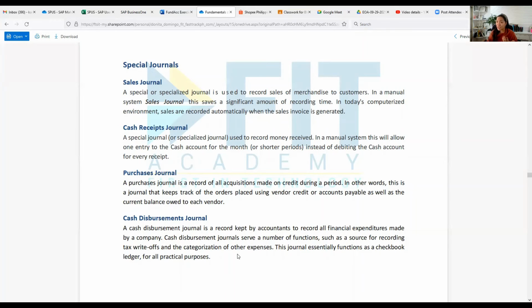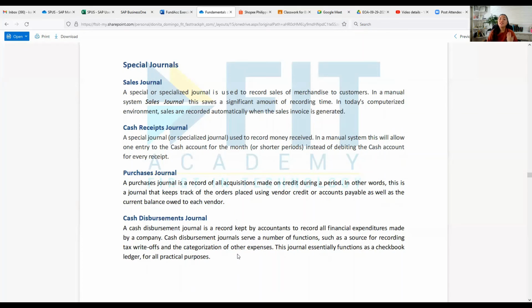This saves a significant amount of recording time because in today's computerized environment, sales are recorded automatically when the sales invoice is generated. Another journal is the cash receipts journal, a specialized journal used to record money receipts. In a manual system, this allows one entry to the cash account for the month or a shorter period, instead of debiting the cash account for every receipt.